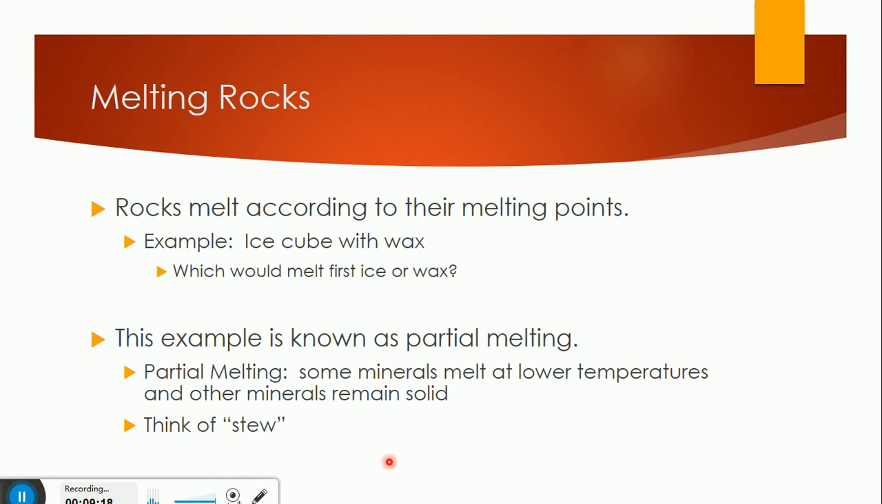Example: an ice cube with wax. Which would melt first, ice or wax? Obviously ice will melt first, because ice has a lower melting point than wax. After the ice melts, the wax will start to melt. This example is known as partial melting. In partial melting, some minerals melt at lower temperatures and other minerals remain solid. Think of a stew.